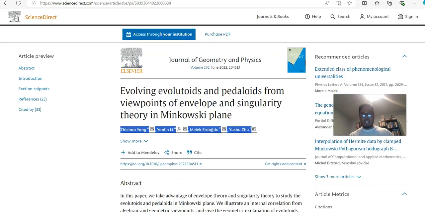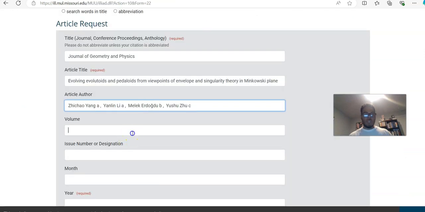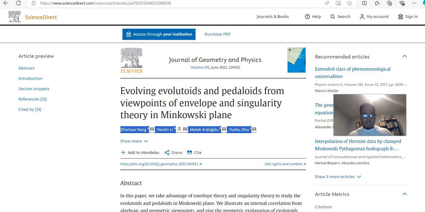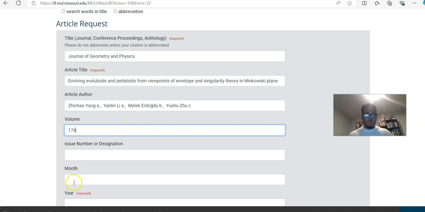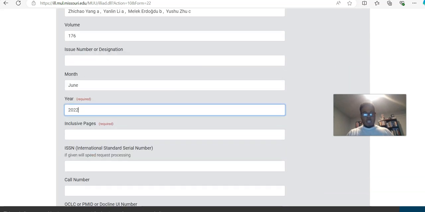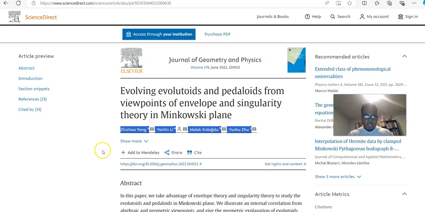Got that. And then you do have to pay attention to volume and issue as well. This is volume 176. Looks like we do not have an issue number. You won't always have an issue number. So we can do volume 176. It doesn't look, again, like we have an issue, but it is June 2022. Inclusive pages, yeah, you will need that. Let me see if I can find that.